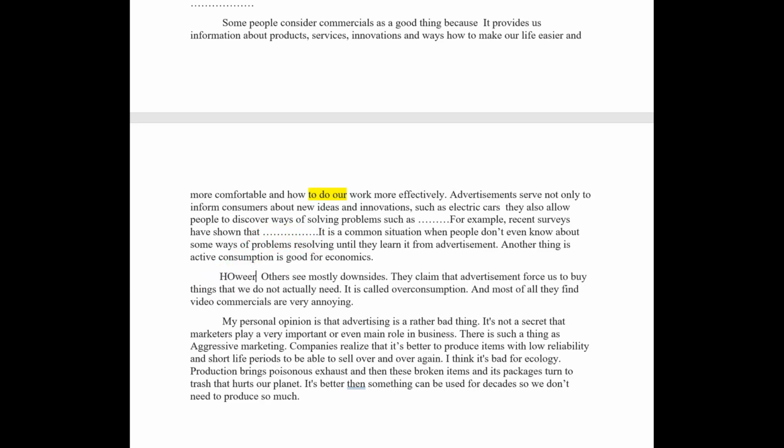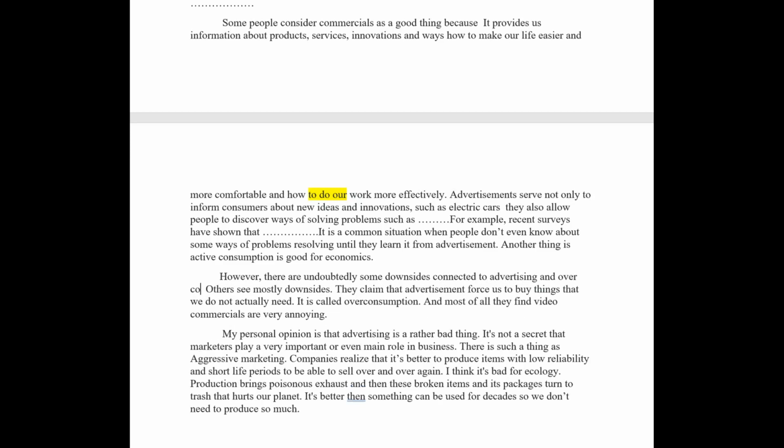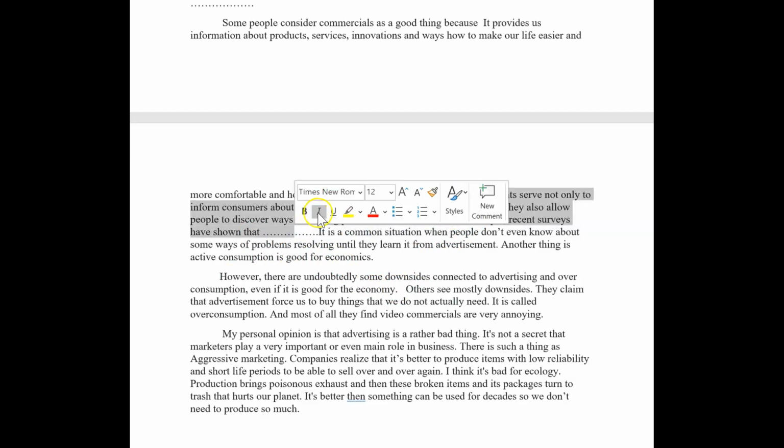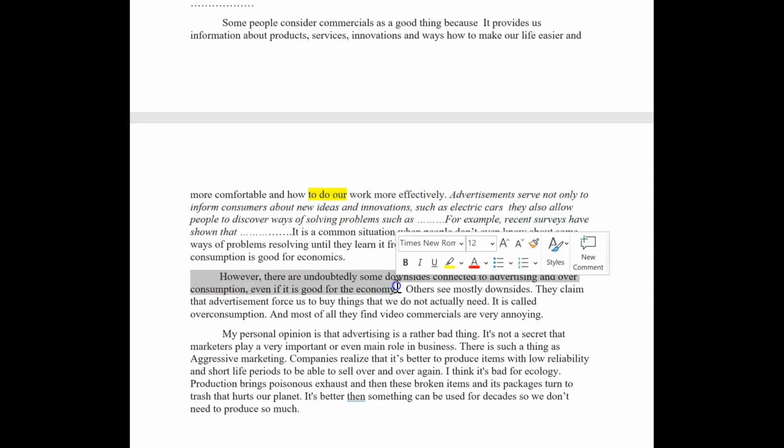And then you want to come into this, however. There are undoubtedly some downsides connected to advertising and over consumption, which is people buying too much, even if it is good for the economy. That's bringing in your line here about the economy. So if I put that in, that's my correction there, and then you start a strong sentence up here indicating you're changing direction.